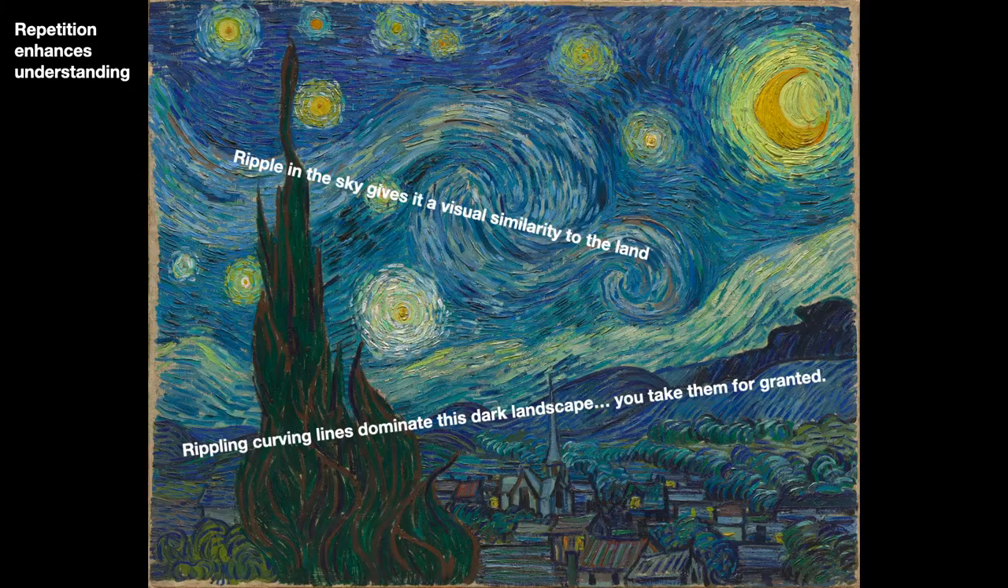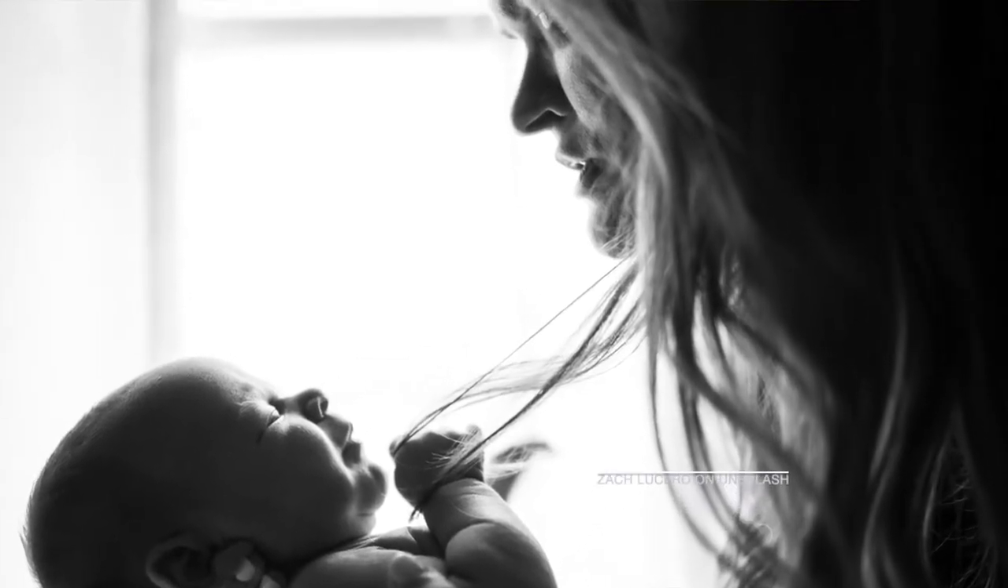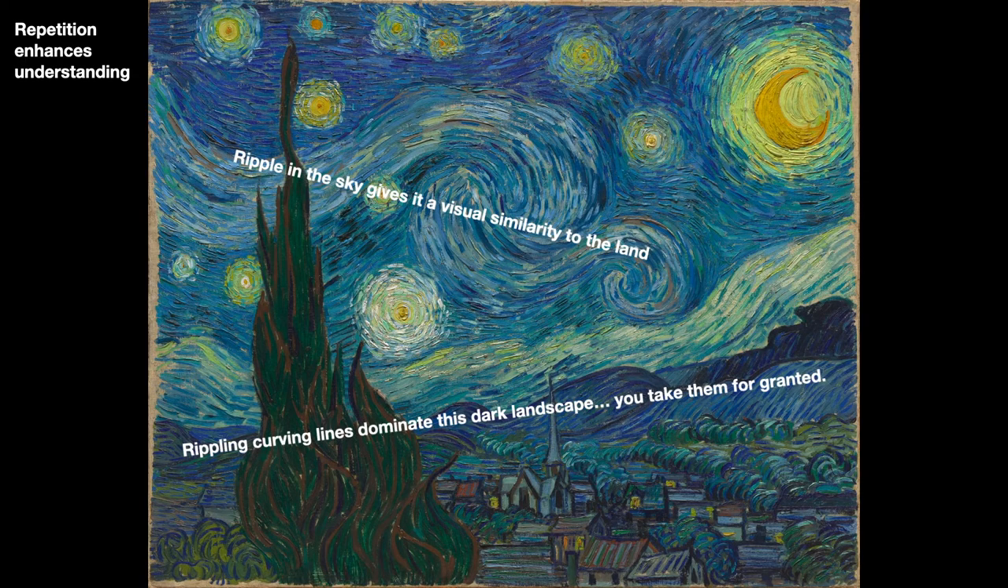Van Gogh lets you learn his language the same way that you would learn any language, by immersion. Repetition enhances understanding. If you encounter any language often enough, repeated, you'll begin to comprehend it, whether it be linguistic, musical, mathematical, or visual. A composition has unity when there is a sense of oneness or wholeness to it. Van Gogh creates unity here by keeping brushstrokes similar.